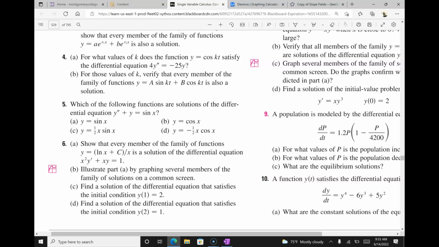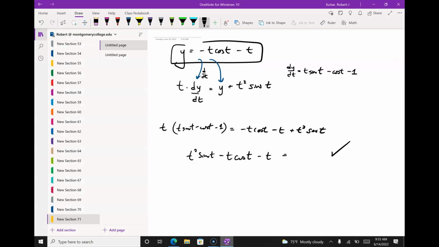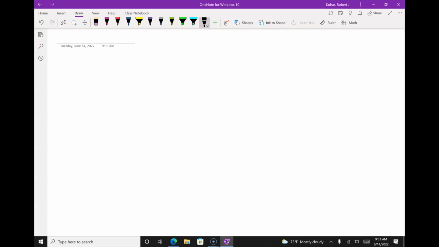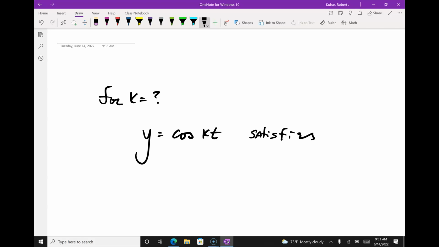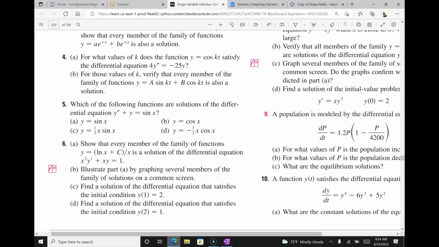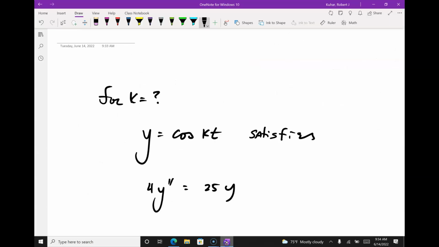It says, for what values of k does this function satisfy the differential equation, right? Yada, yada, yada. So here I'm going to have to solve for k, and then I'm going to do something with the value of k. So I have for k equals question mark, y equals cos of kt satisfies 4 y double prime equal 25y. Let me just double check that I have that right. Negative 25y. 4 y double prime equal negative 25y.